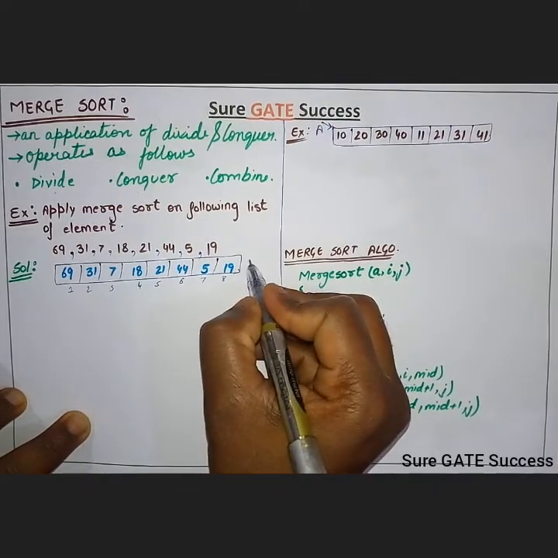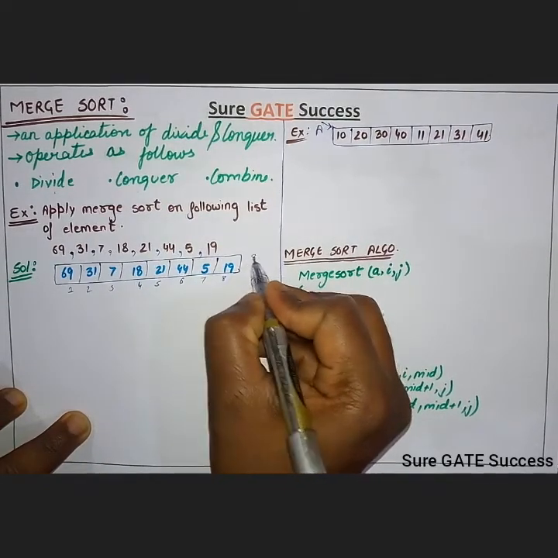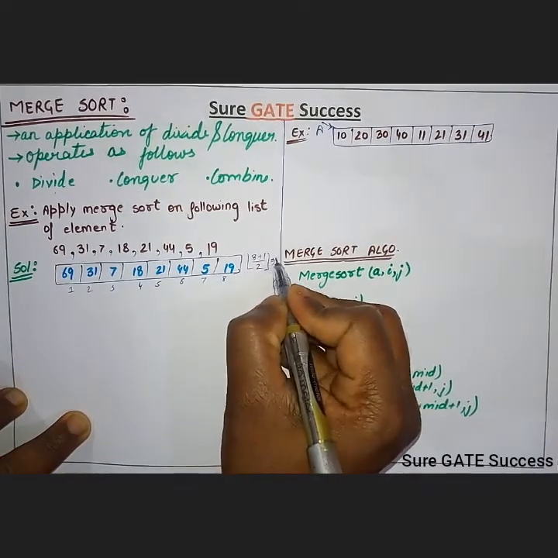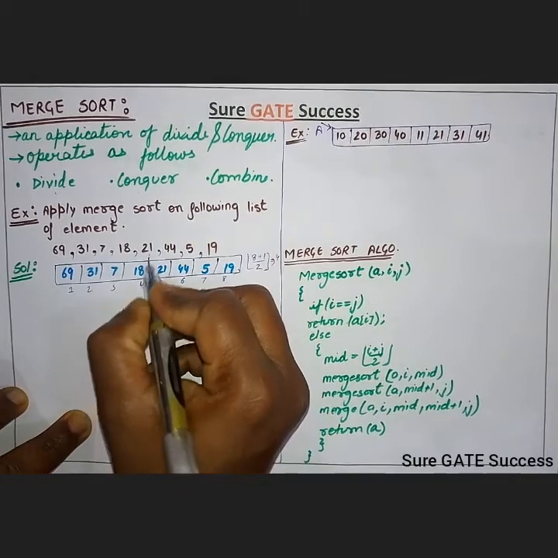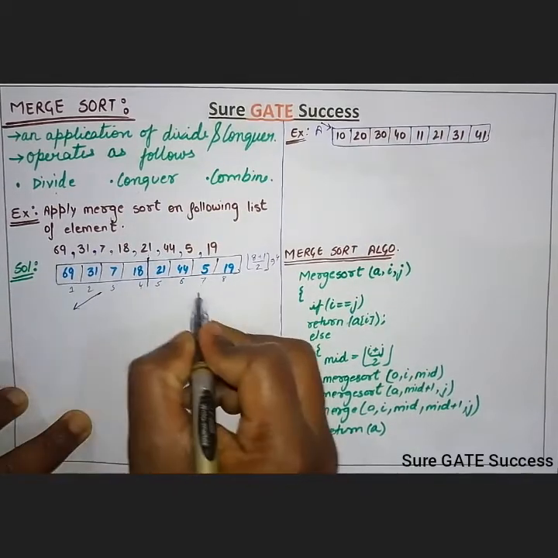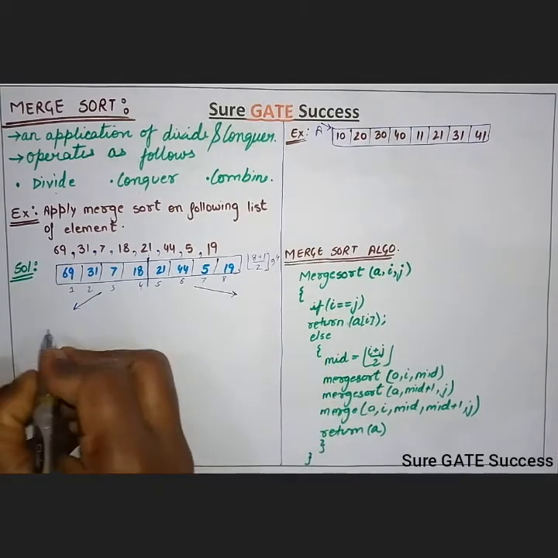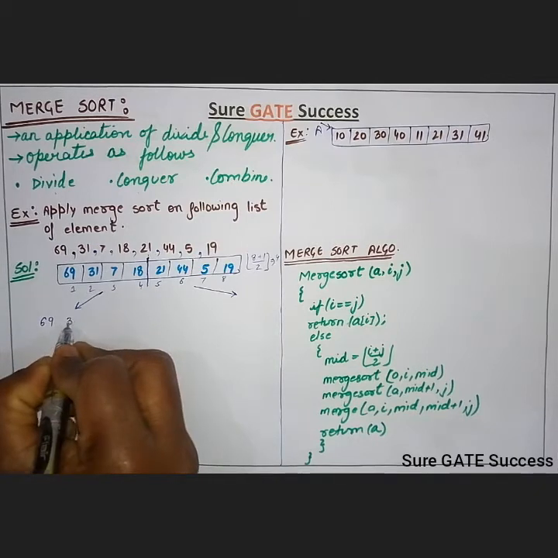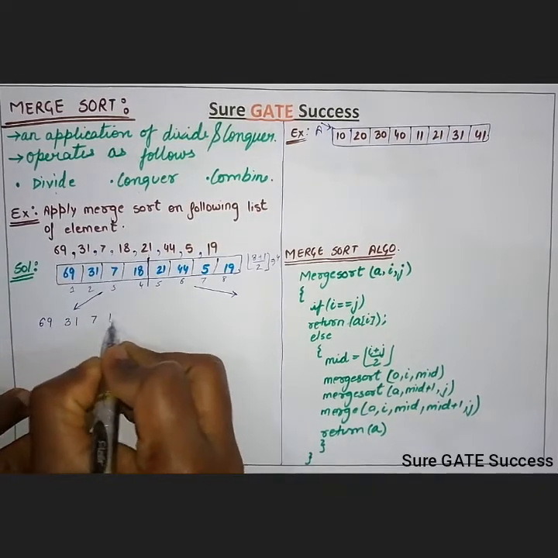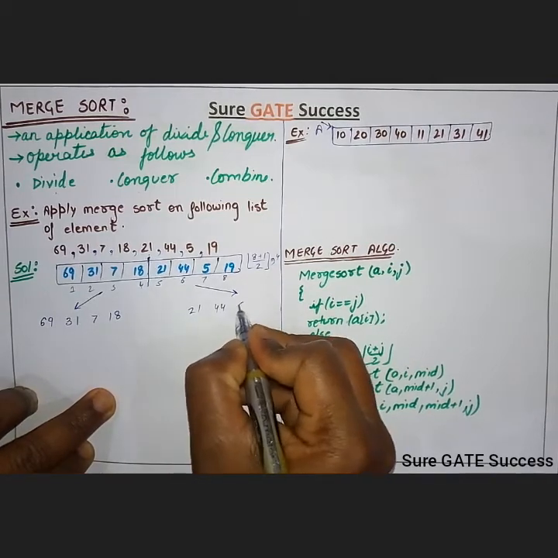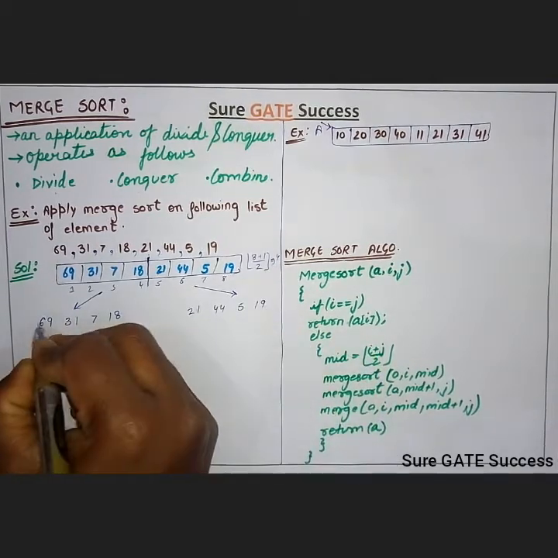Firstly we have to find out the mid position of it. What will it be? 8 plus 1 by 2, it will be 4. So we have to break it down, or divide it into parts. The first 4 will be 69, 31, 7 and 18. And here it will be 21, 44, 5 and 19.